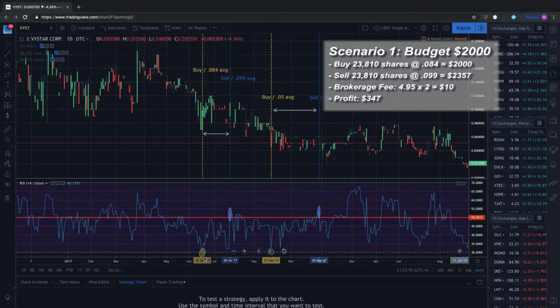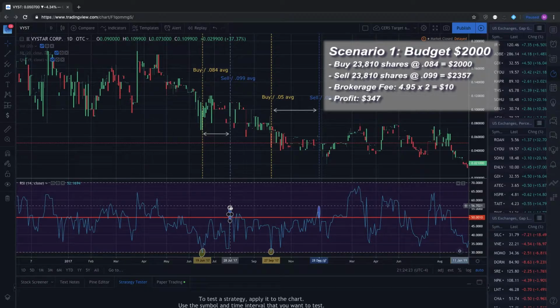Now we wait for the trend reversal using that 50 as our sell indicator, recognizing that the stock has crossed into bullish territory, but not necessarily trusting that it's going to stay there. So on July 28th, the RSI crosses the 50 and we have our sell signal. We sell our shares for the daily average of 0.099 and we net a $347 profit after brokerage fees. So not a bad trade.